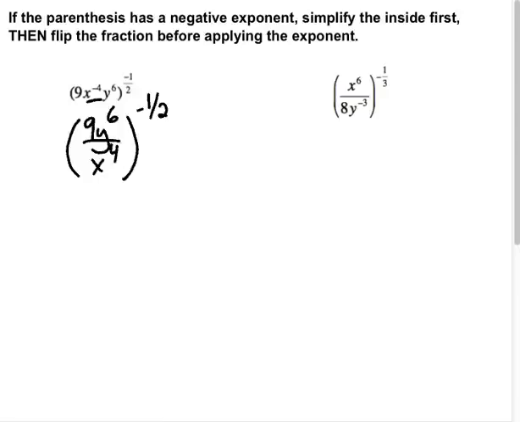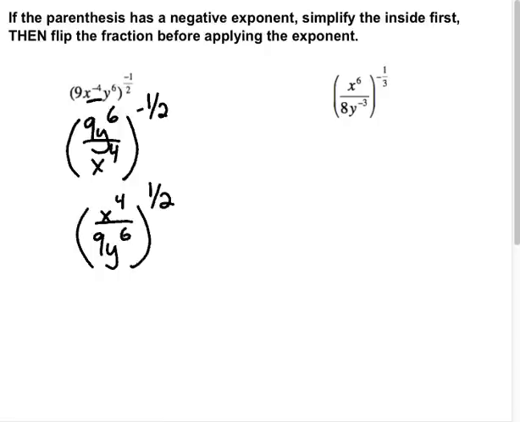Now I can deal with this whole parenthesis. So if the whole parenthesis is being taken to a negative exponent and it's a fraction, remember what that means is that it just flips the entire fraction on itself. Okay? So that's what a parenthesis to a negative exponent does. It flips the entire fraction on itself.